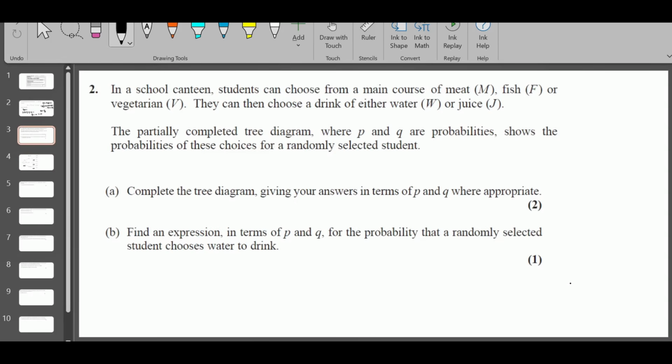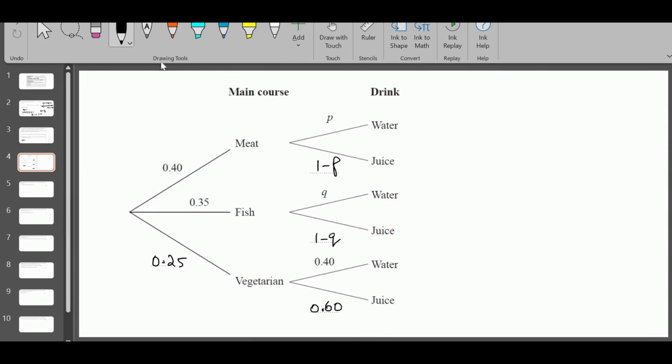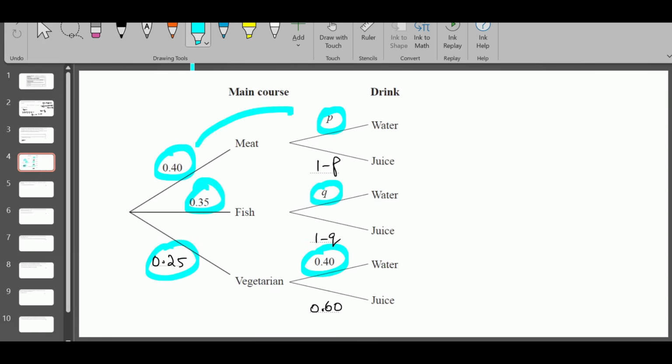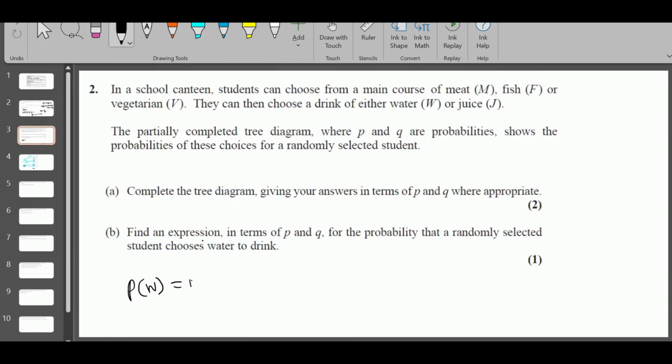Part B. Find an expression in terms of P and Q for the probability that a randomly selected student chooses water to drink. They want us to find P of W. Looking at this, it can be meat and W, or fish and W, or vegetarian and W. So you multiply these probabilities and sum up. You can write it as P of meat and W plus fish and W plus vegetarian and W.